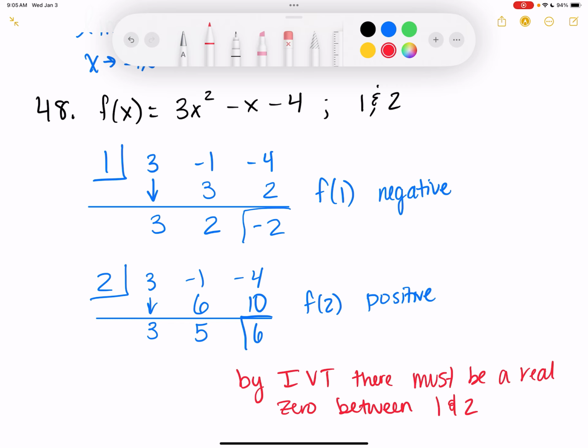So since one is negative and one is positive, and it wouldn't have mattered which one was negative and which one was positive, as long as there's one of each, we know that between those numbers, there has to be a real 0.